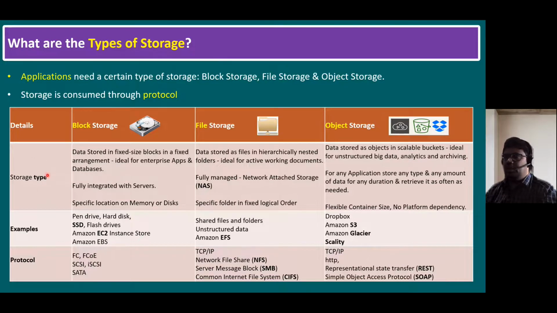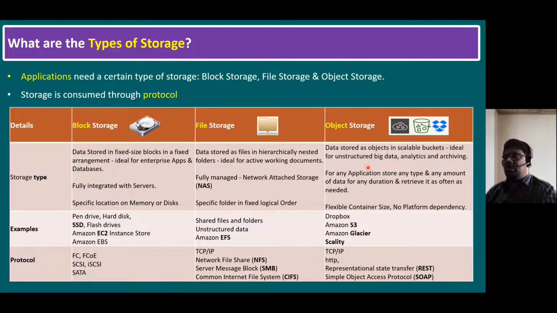Let's understand the first point, storage type. Block storage: data stored in fixed size blocks in a fixed arrangement, ideal for enterprise applications and databases, and fully integrated with servers at a specific location on memory or disk. And file storage, normally file servers, shared files and folders are stored in file storage, with data stored as files in hierarchical nested folders, ideal for active working documents. It is fully managed network attached storage, in short NAS, with specific folders in a fixed logical order.